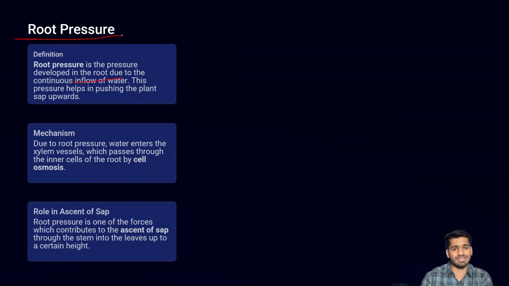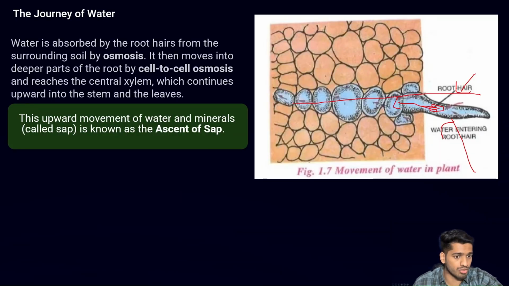So what is root pressure? It is the pressure which is developed due to continuous inflow of water. So there is a pushing force. So this is one of those reasons which is going to help the water molecules to flow inside, and this is also one of the reasons which is going to help to ascend the sap.